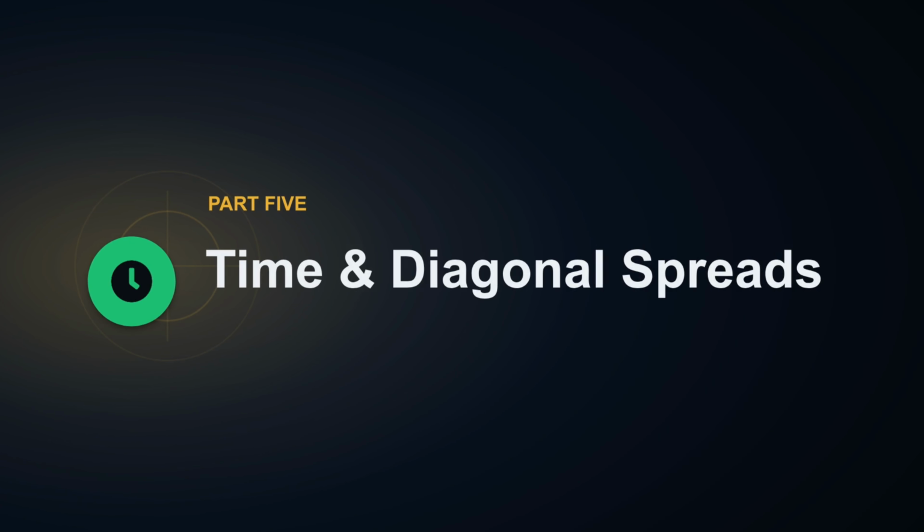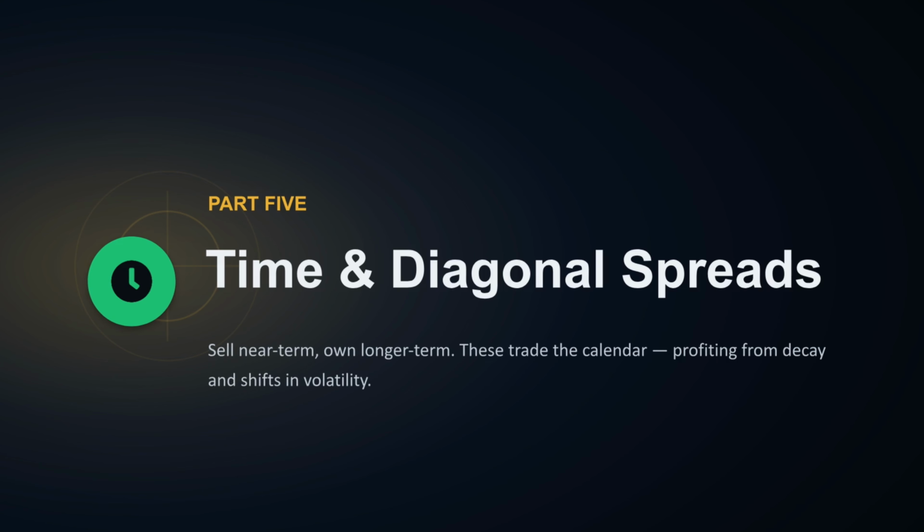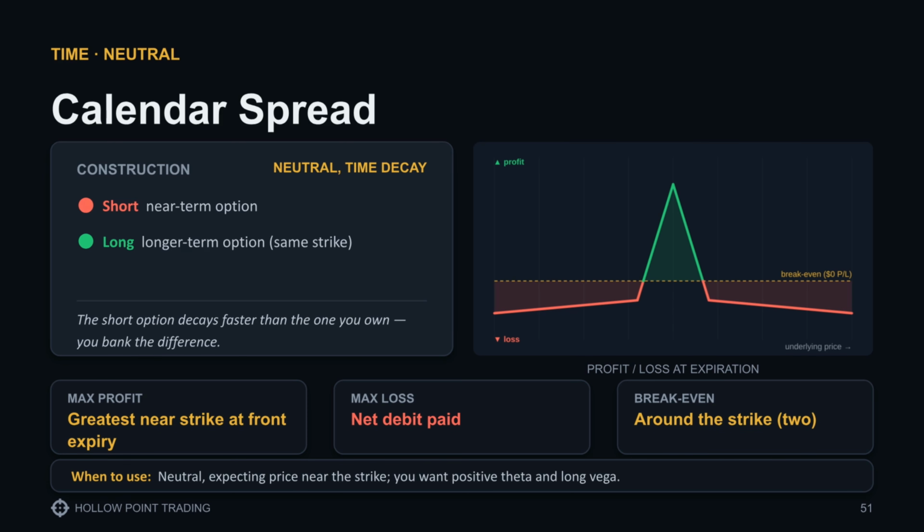Part 5 of this video discusses time and diagonal spreads. These strategies involve selling near-term options and owning longer-term ones to trade the calendar, effectively profiting from time decay and shifts in volatility. The calendar spread is a neutral, time decay strategy.